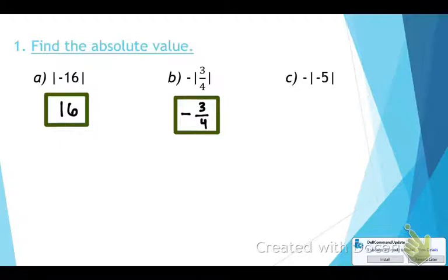All right, who would like to help me with problem C? Kyla, what'd you get? I got negative 5. You are correct. We dropped down that negative on the outside, and then the absolute value of negative 5 is 5. So the total answer is negative 5. Any questions on this section? All right, there will be a section that looks identical to that, just with different numbers on your quiz. So if you understand that, excellent.